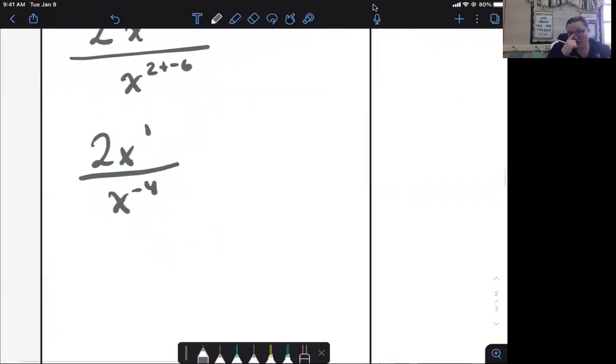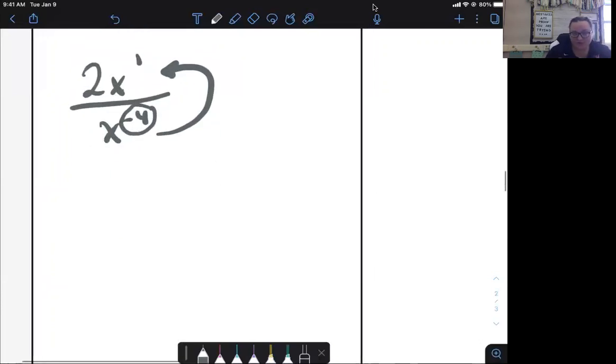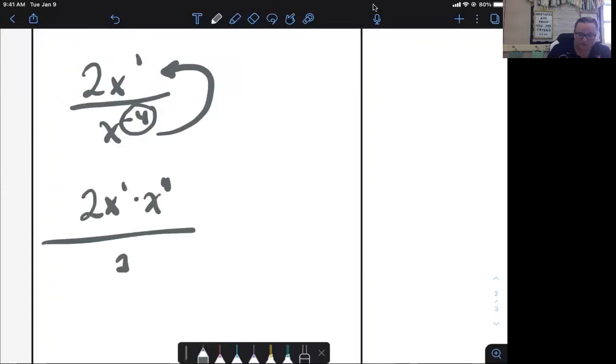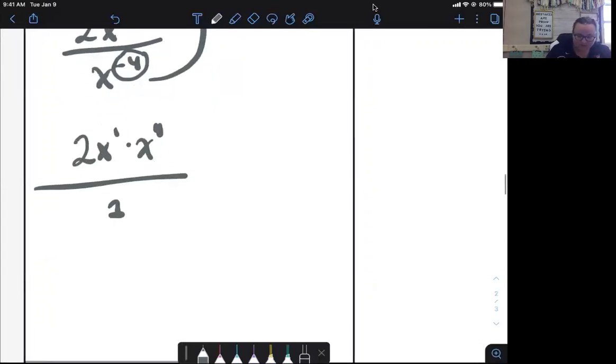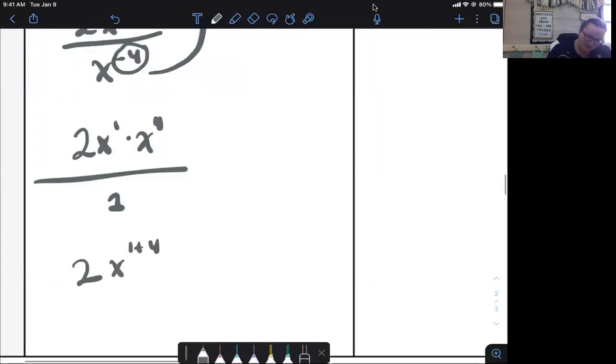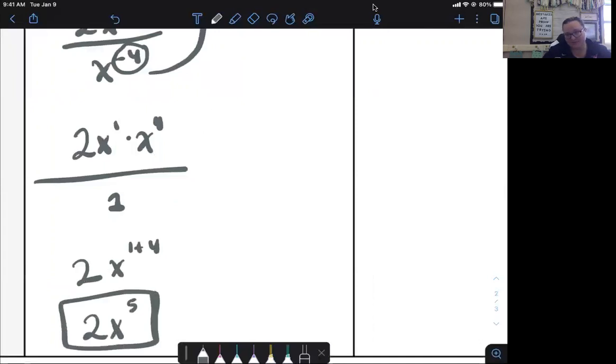So now I have x to the negative 4th. To make this exponent positive, I need to move x to the negative 4th to the numerator. So 2x to the 1st times x to the 4th all over 1 would be left in the denominator. Well, anything over 1 is just itself. And then I have 2x to the 1st times x to the 4th is x to the 1 plus 4. So I would have 2x to the 5th as my final answer.